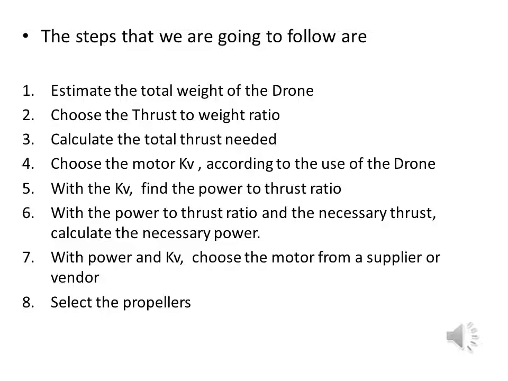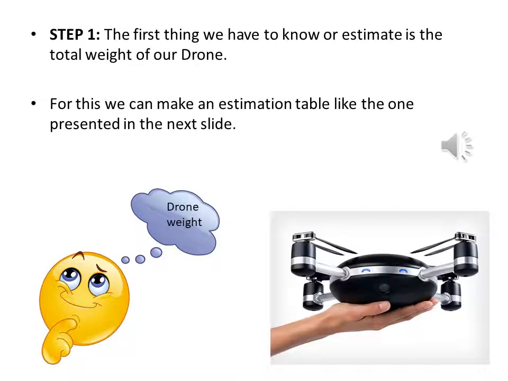Estimate the total weight of the drone. 2. Choose the thrust to weight ratio. 3. Calculate the total thrust needed. 4. Choose the motor kV, according to the use of the drone. 5. With the kV, find the power to thrust ratio. 6. With the power to thrust ratio and the necessary thrust, calculate the necessary power. 7. With power and kV, choose the motor from a supplier or vendor. 8. Select the propellers. Step 1.